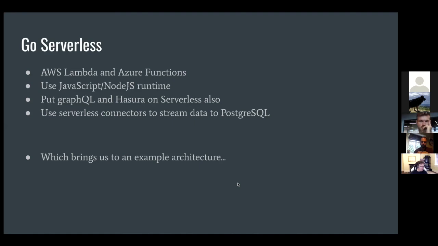What we can do also is you can use these serverless plugins, things like for the data streaming for Hasura, for Kinesis and Kafka, into Postgres, you can use GraphQL and Hasura on serverless as well. So actually you can use all of these on serverless, not limited by that. So here's an example architecture.